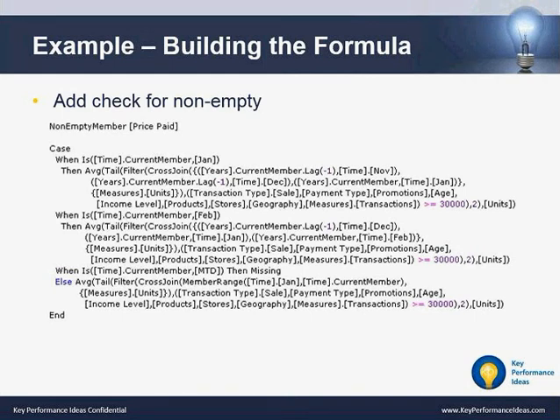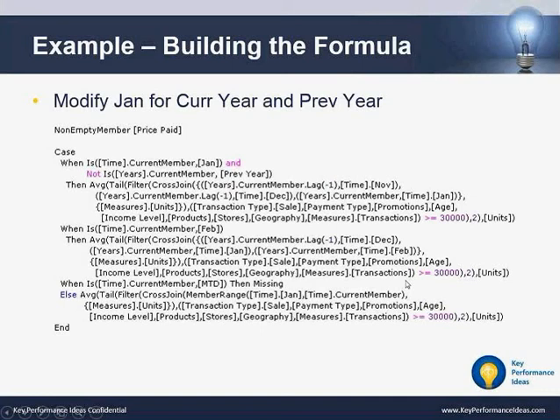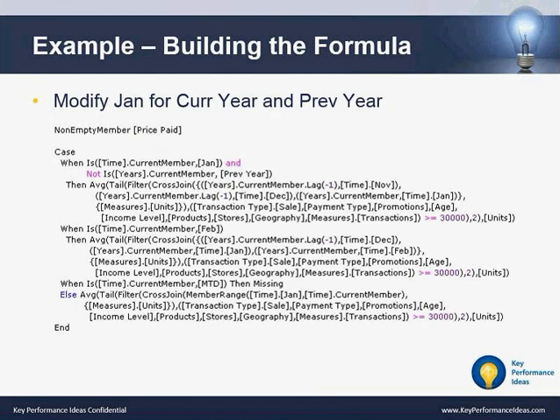So here I just picked price paid. So basically it's saying only perform this calculation below if price paid is not #missing. So now we validate the formula. We see the green has gone away. And now I can modify January for current year and previous year. So basically I've gone into my January statement and I've said where my time is January, but my year is not previous year. And when we do a validate after that, you'll see that our orange cell goes away and that checks out.